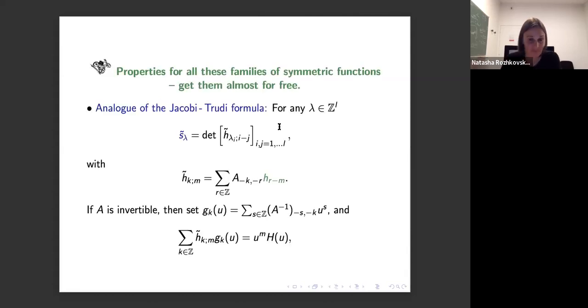Okay, so I want to continue to collect benefits from our approach. We have these many different examples of symmetric functions which appear here and there and everywhere. And we can say for all of them at once, using our construction, that they satisfy the same kind of property. We just substitute a different matrix A in each particular case. For example, it's very easy to describe a Jacobi-Trudi formula in this case, which expresses Schur symmetric functions through complete symmetric functions. So here you just multiply this by these coefficients.